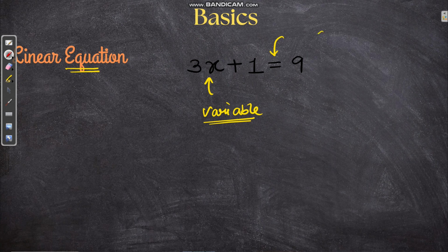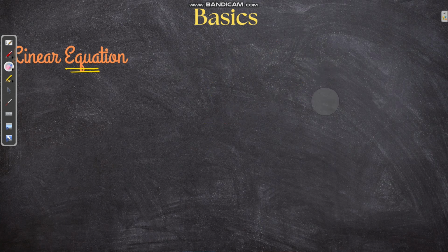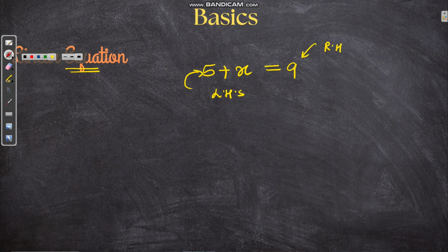The right side of the equal to sign is known as the right hand side. The left side of the equal to sign is known as the left hand side. For example, if I give an equation 5 plus x is equal to 9, my LHS is this 5 plus x and 9 is my RHS.